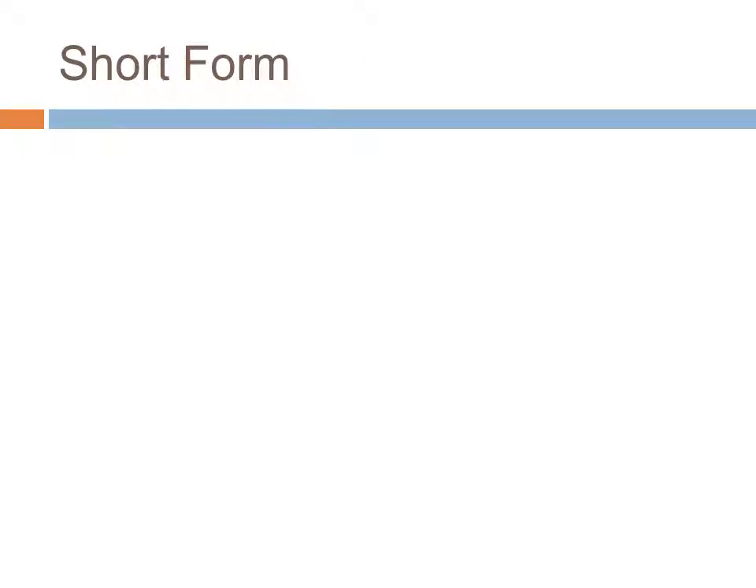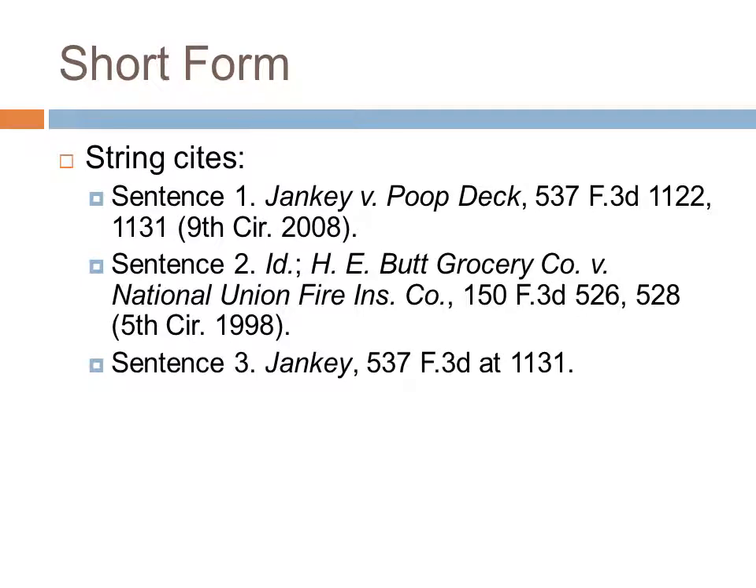The use of short-form citations can get sticky when dealing with string cites or parallel citations. You use string cites when you have more than one authority to support a proposition in a sentence. Sentence 2 is an example of a string cite. If the immediately preceding citation is a string cite, then you may not use id, even if one of those authorities is the case that you currently wish to cite.